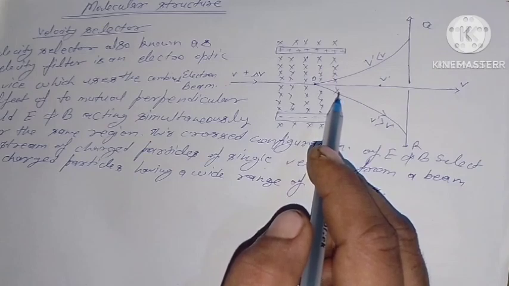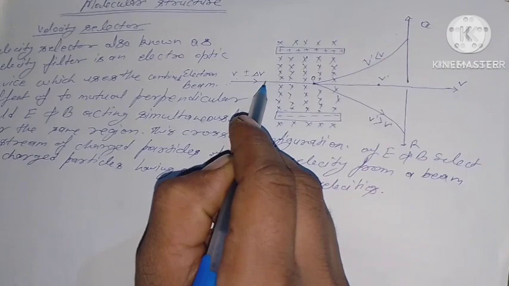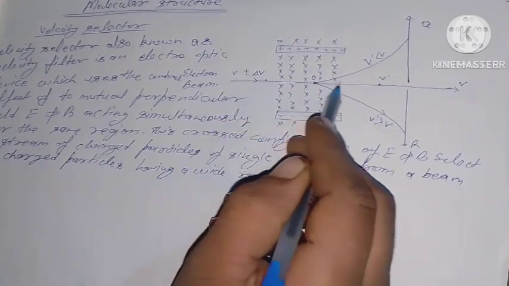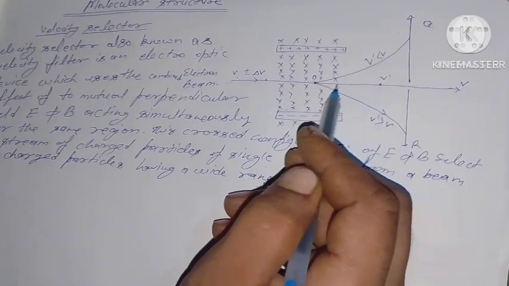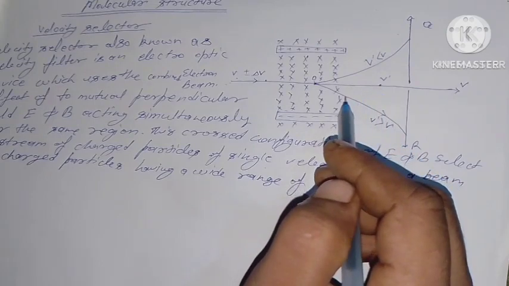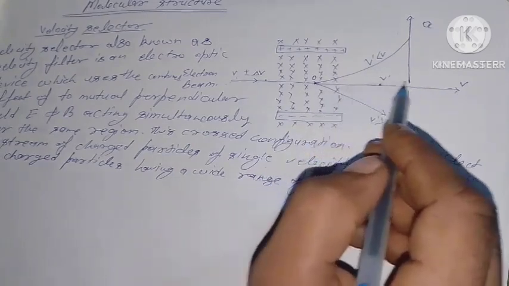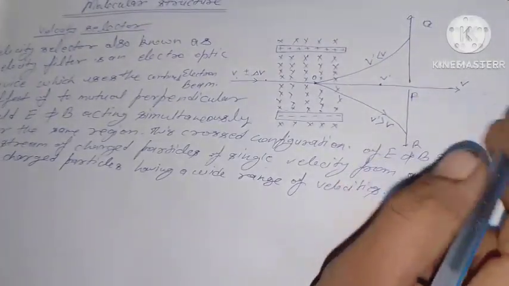If the two fields E and B are adjusted such that the electric field force balances the magnetic field force acting on the electrons moving with velocity v, then these electrons are not deflected and continue to travel along a straight line having velocity v. Subsequently, they pass through the slit at P.